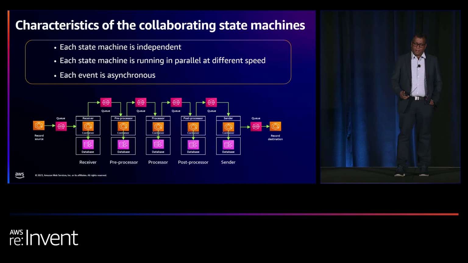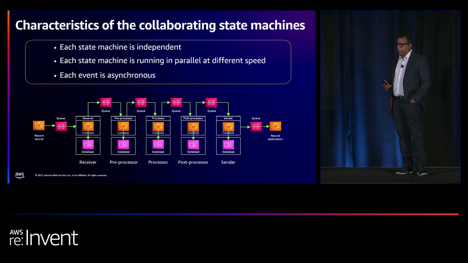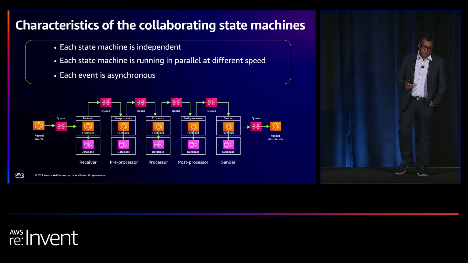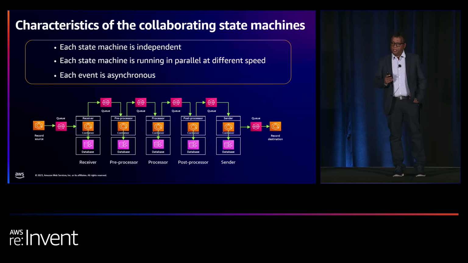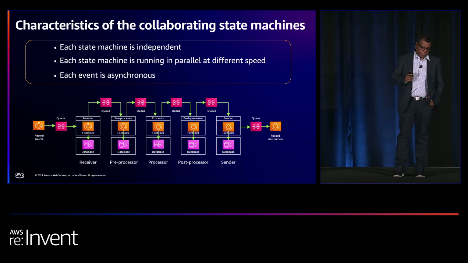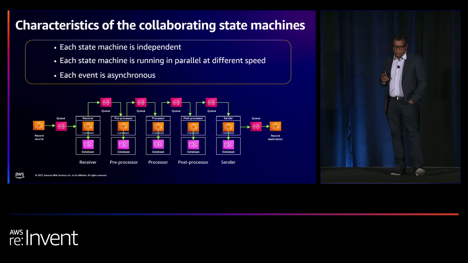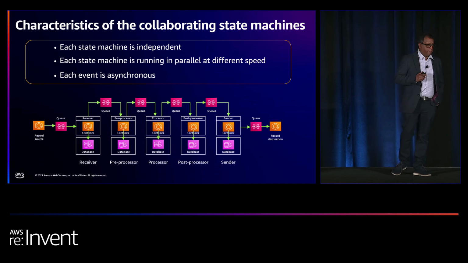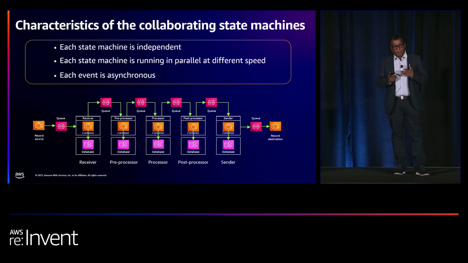Now let us take a look at some key characteristics of these collaborating state machines. 1, each state machine is independent. 2, each state machine is running in parallel at a different speed. 3, each event is asynchronous. So the asynchronous nature of these state machines gives rise to some interesting failure scenarios or defects that would be hard to find using other traditional methods.